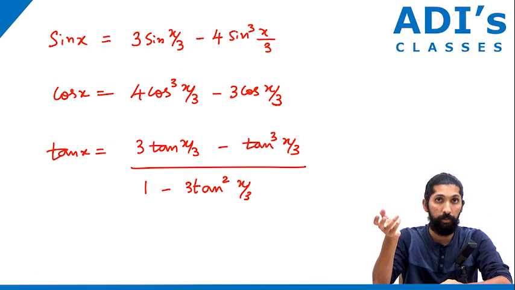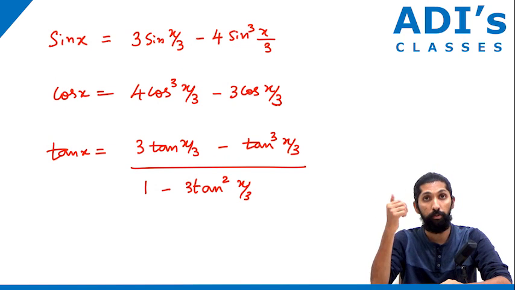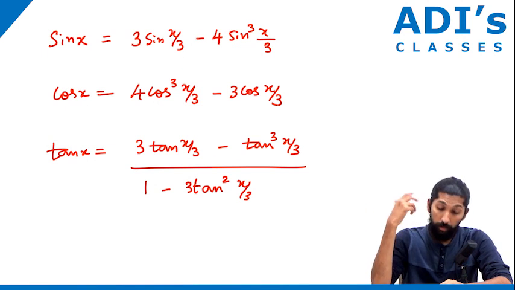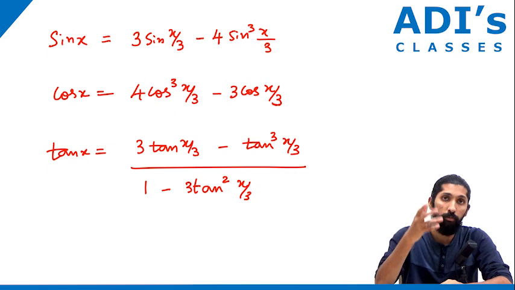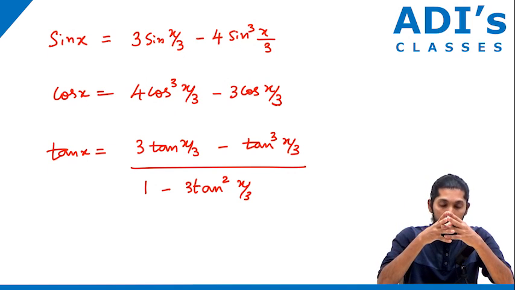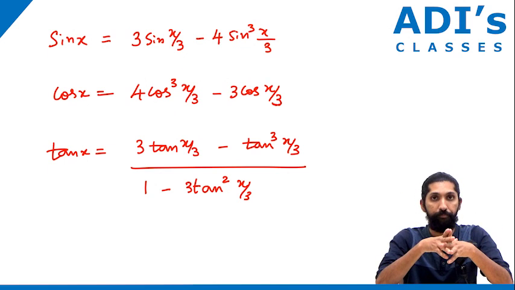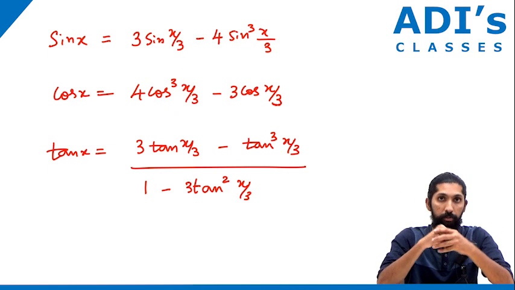Sin x can be written as 2 sin x by 2 cos x by 2, or you can also write it as 3 sin x by 3 minus 4 sin cube x by 3. So how do you know which one to choose? This is the question. This entirely depends on the problem.